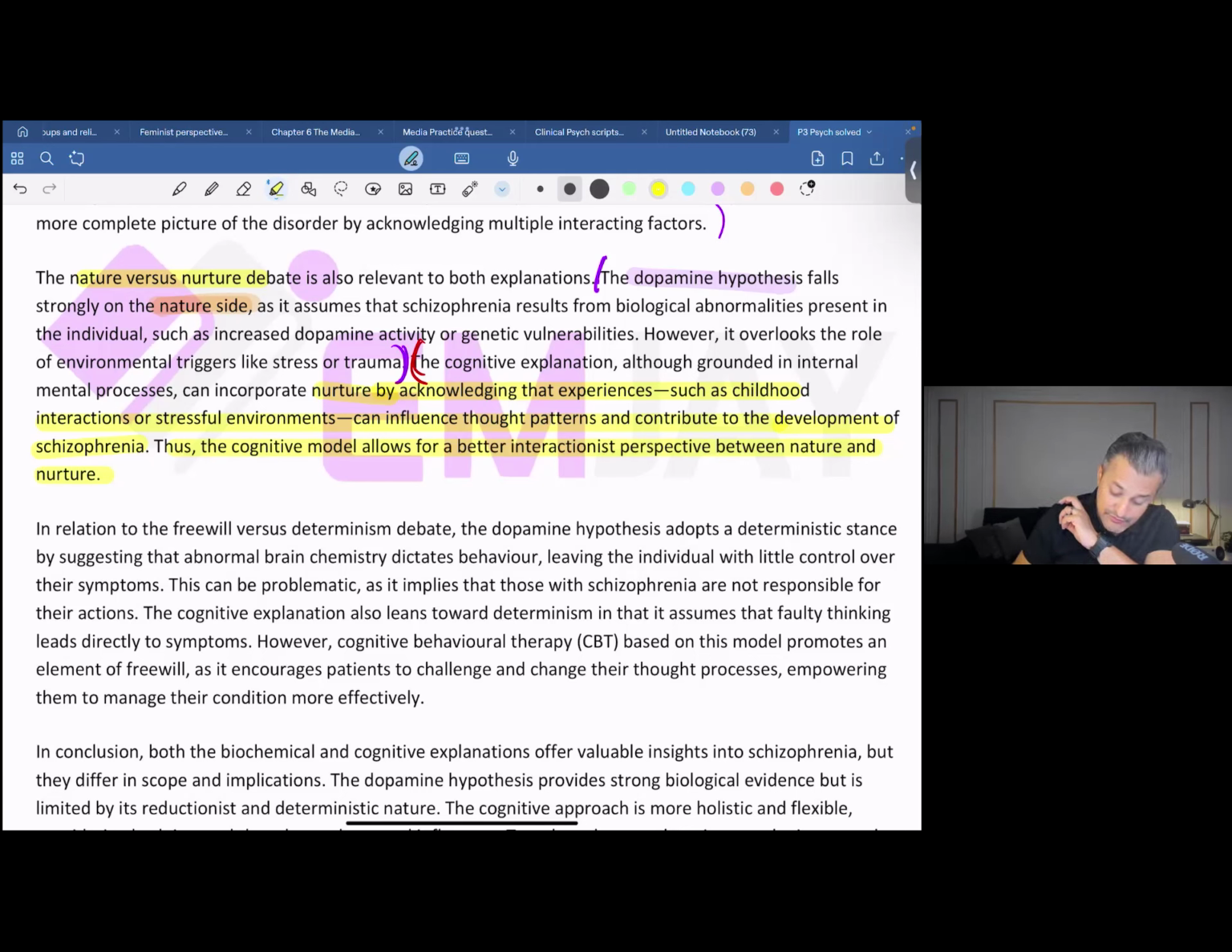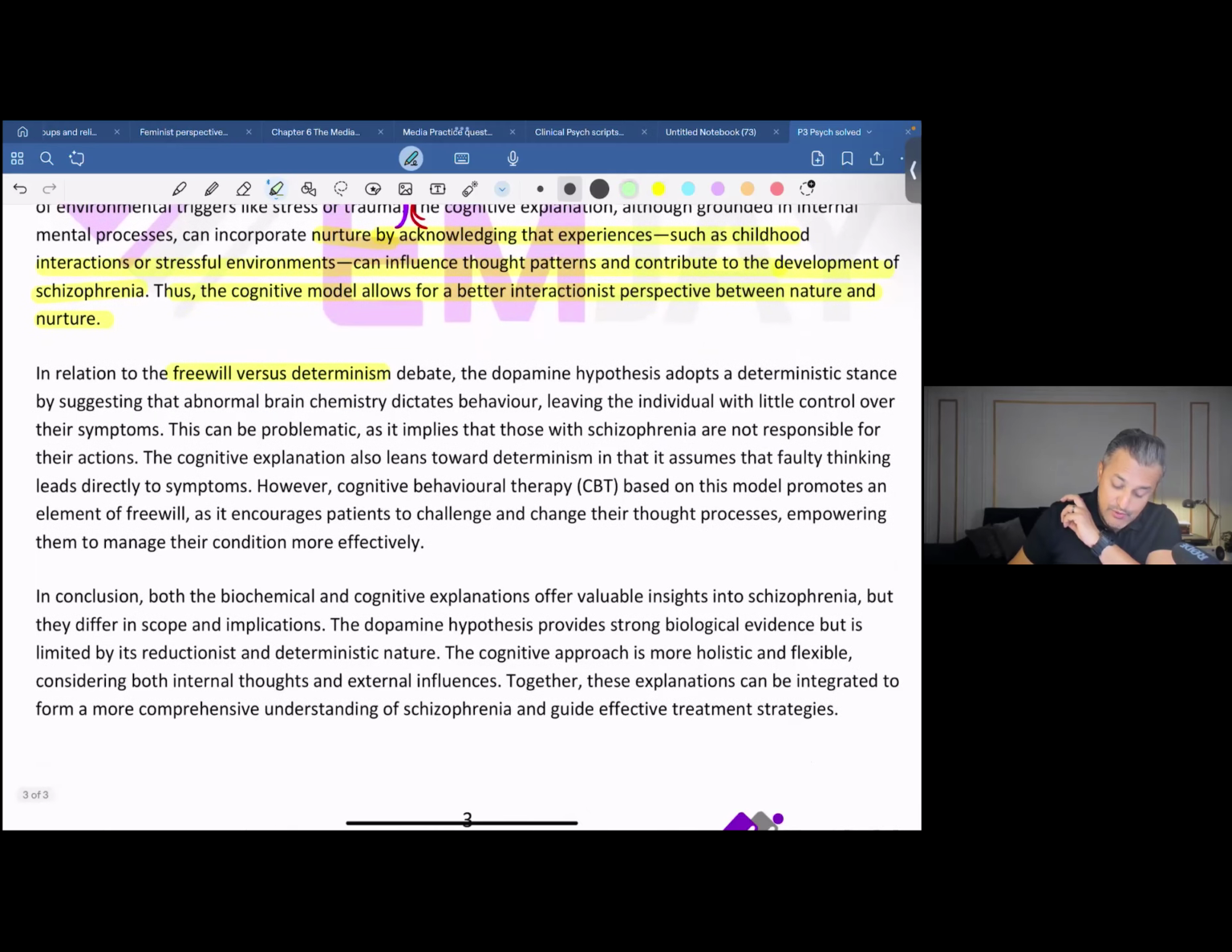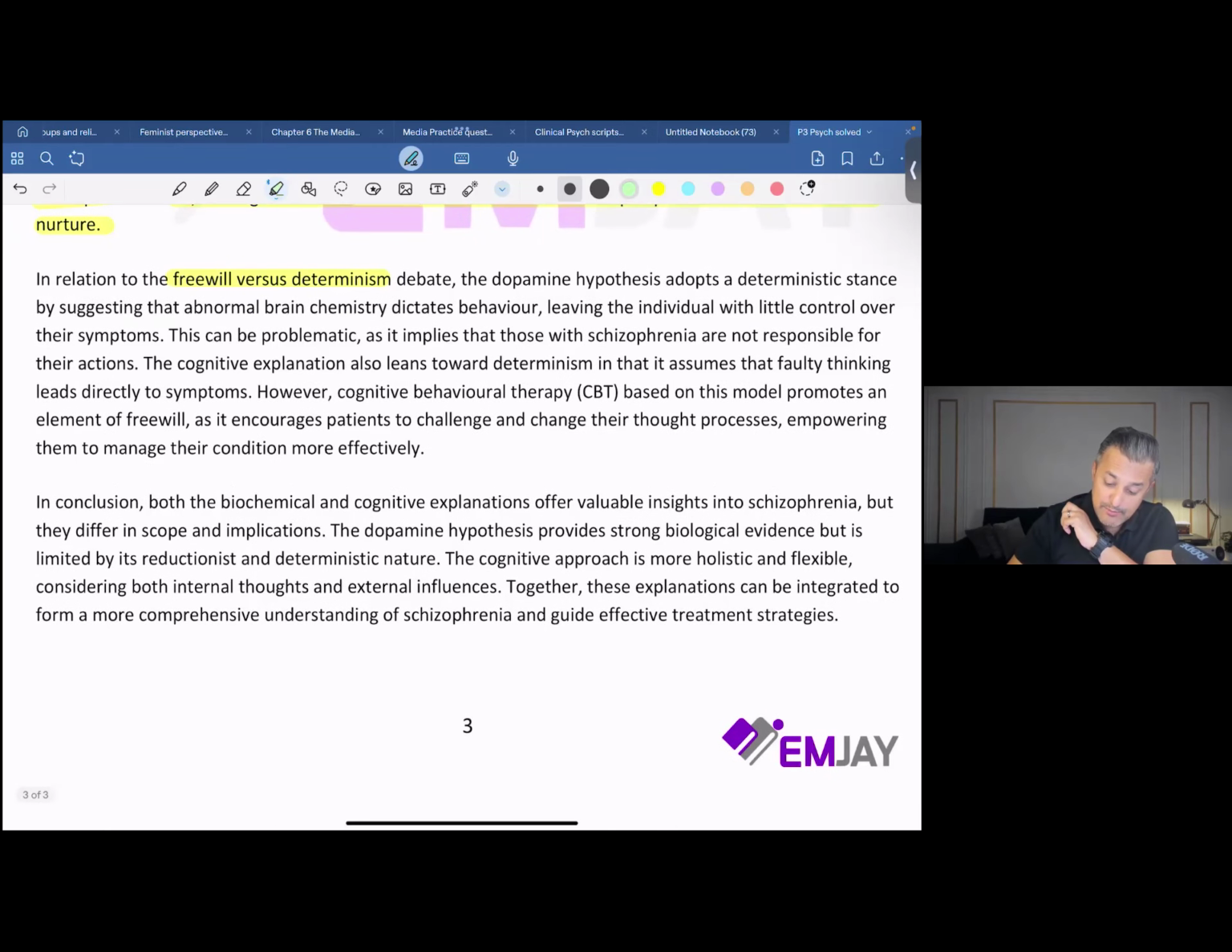Number three, we talk about the free will versus determinism debate. In relation to the free will versus determinism debate, the dopamine hypothesis adopts a deterministic stance by suggesting that abnormal brain chemistry dictates behavior, leaving the individual with little control over their symptoms. This can be problematic as it implies that those with schizophrenia are not responsible for their actions.